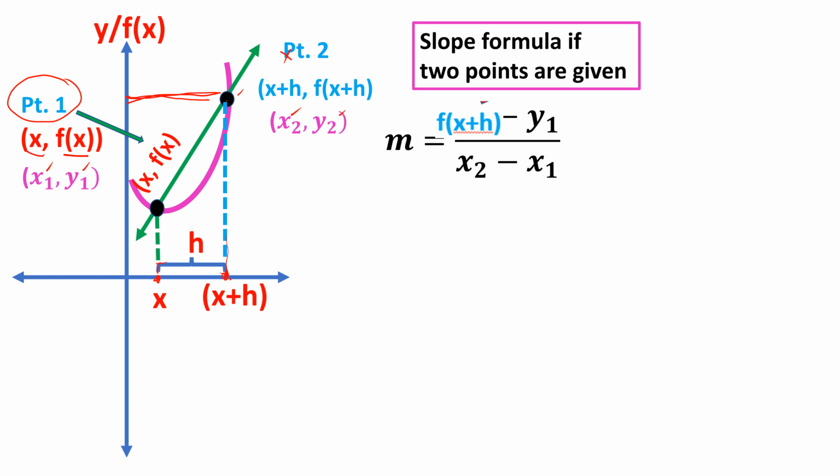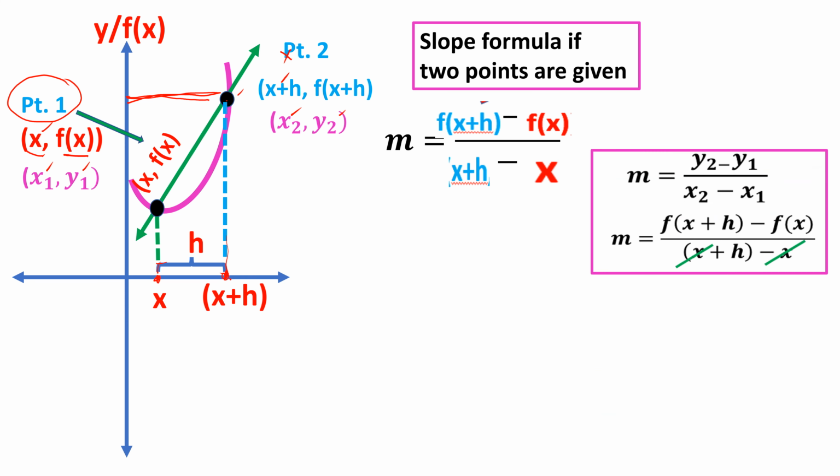So we just substitute. Our y sub 2 is represented by f of x plus h, and y sub 1 is f of x. Our x sub 2 is x plus h, as you have seen here, and our x sub 1 is x. Then we simplify: the positive x and the negative x cancel, or sum up to 0, so the remaining denominator is h.